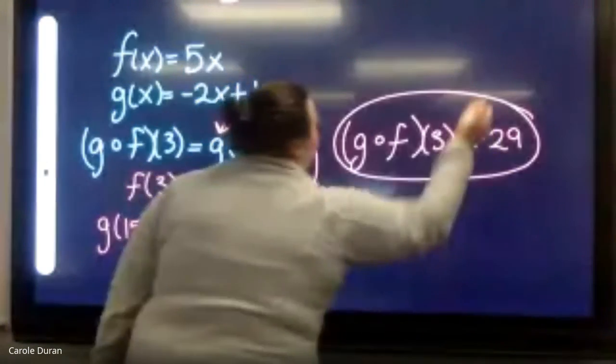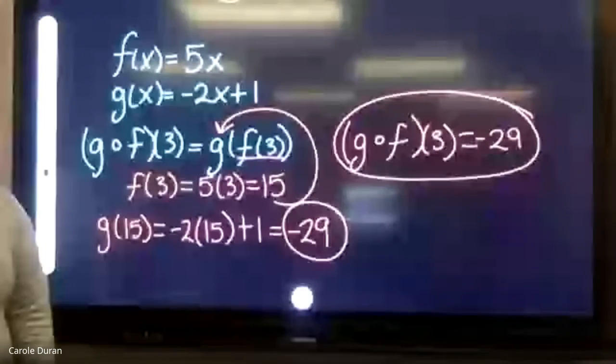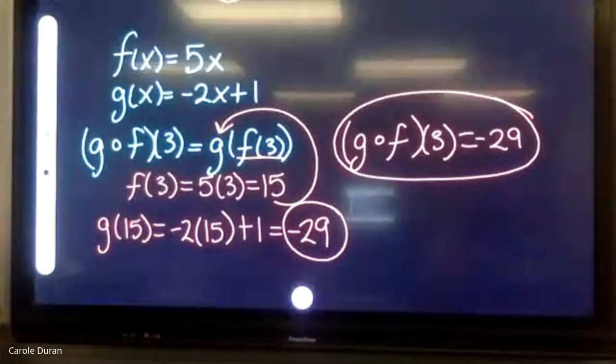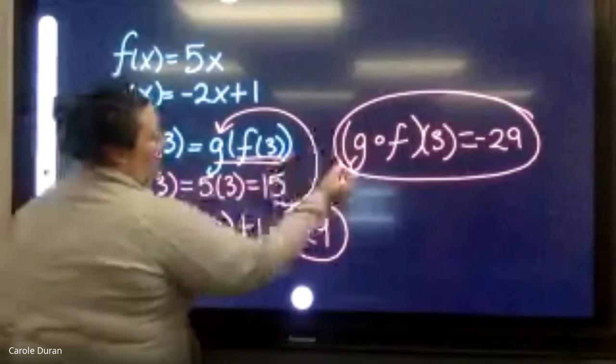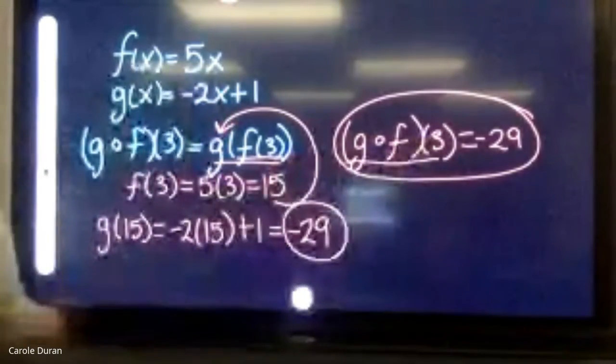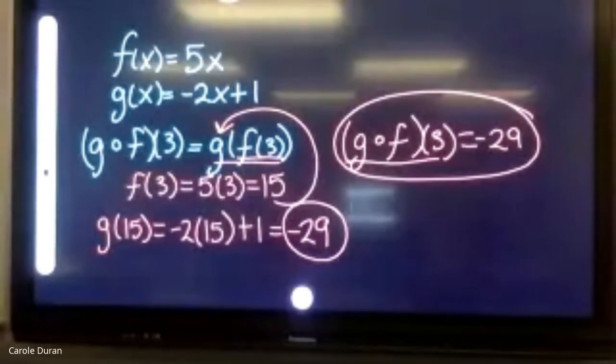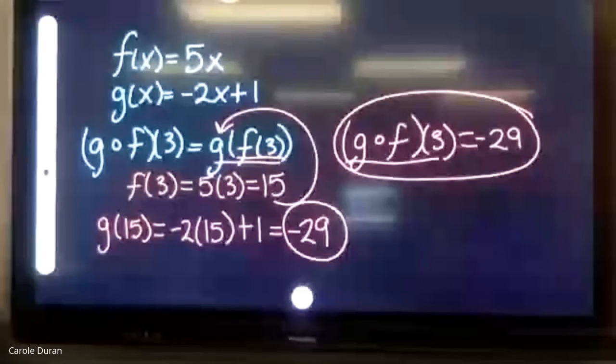Is that how you want us to write it? Yeah, I like that a little bit better. Do you want us to write it like that over the g of f? Either you could this one equals negative 29 or this one equals negative 29. They both say the same thing, just in a different notation. So whichever one you like best.